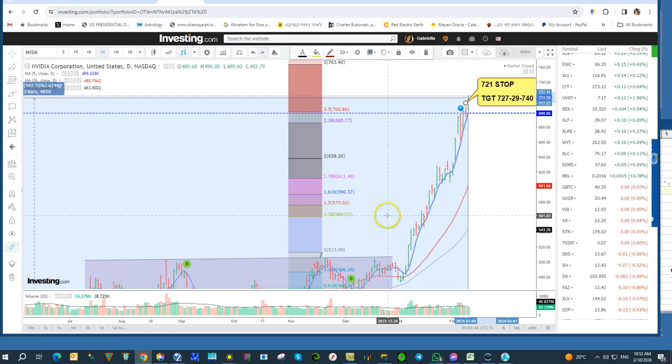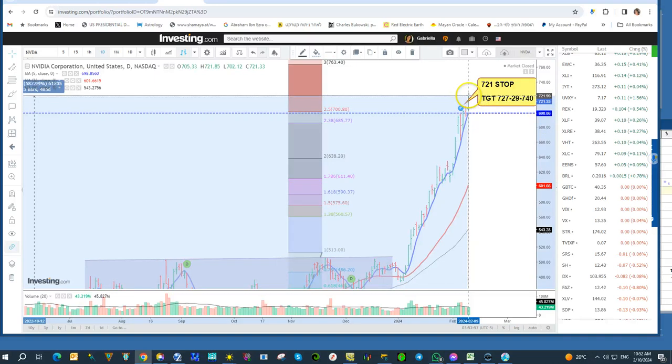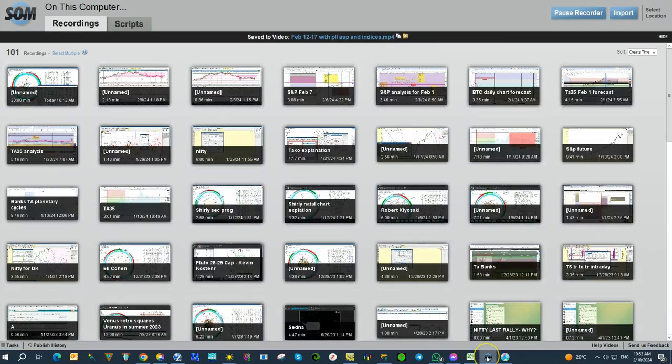NVDA, watch February 21 when it will have earnings. We can also see who is selling. If somebody from the inner circle is selling, then he knows something that we don't know. Always watch who is selling what. Okay, so this is what I wanted to show you for the time being.